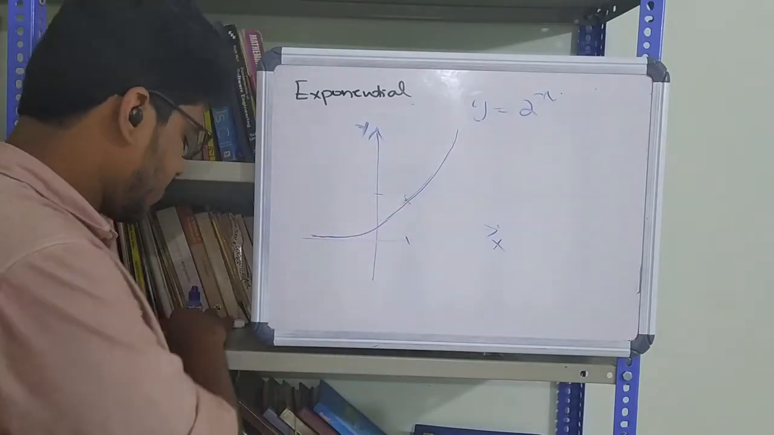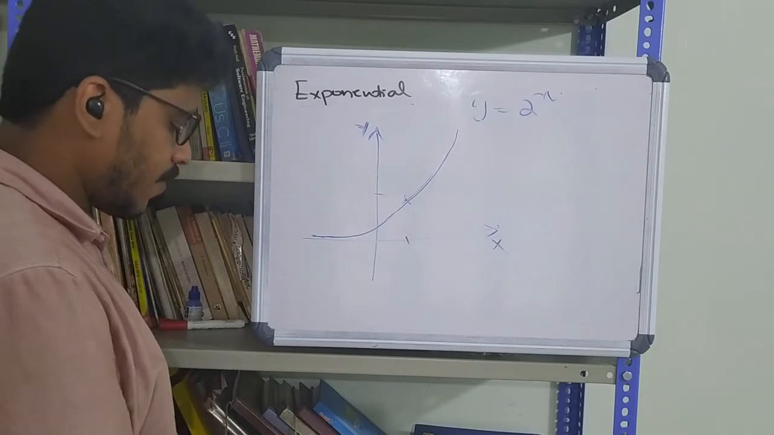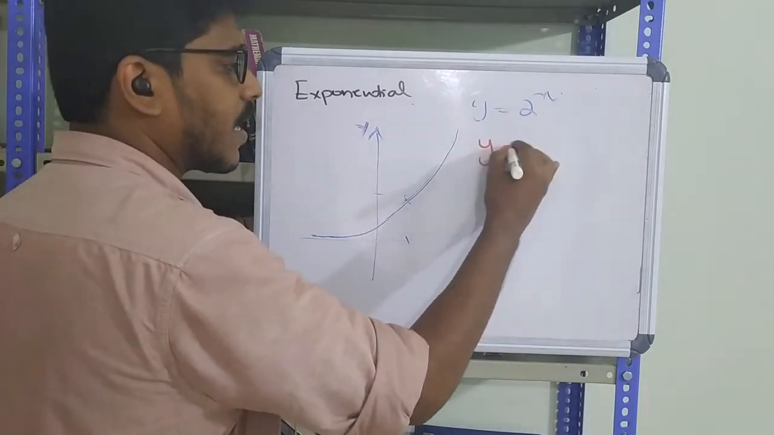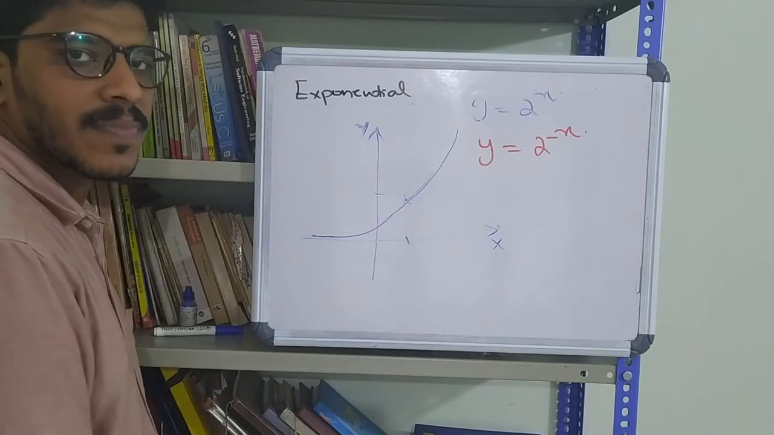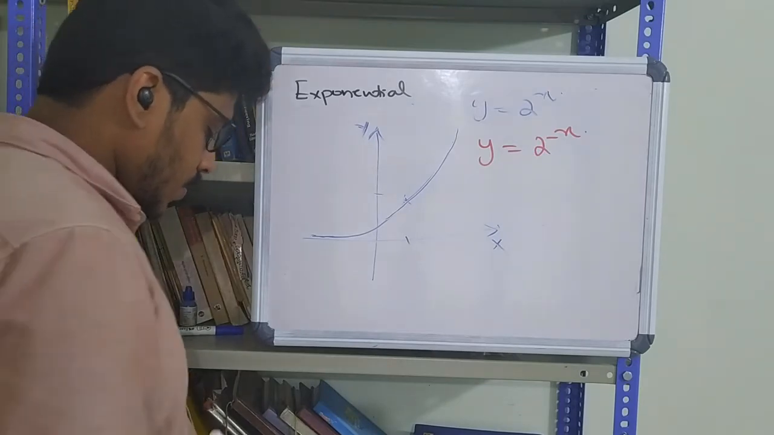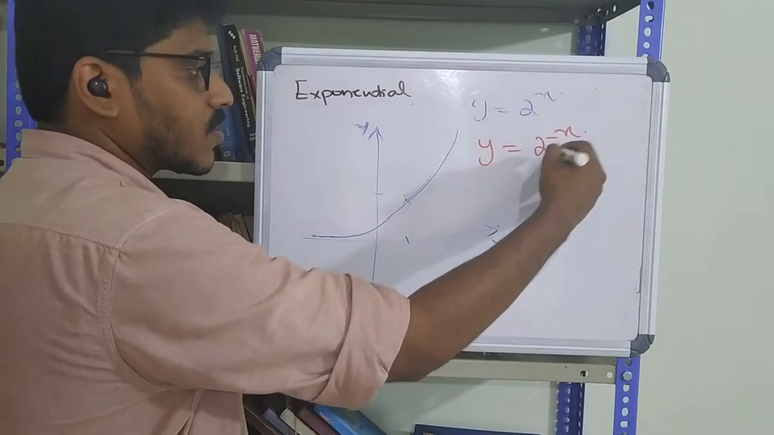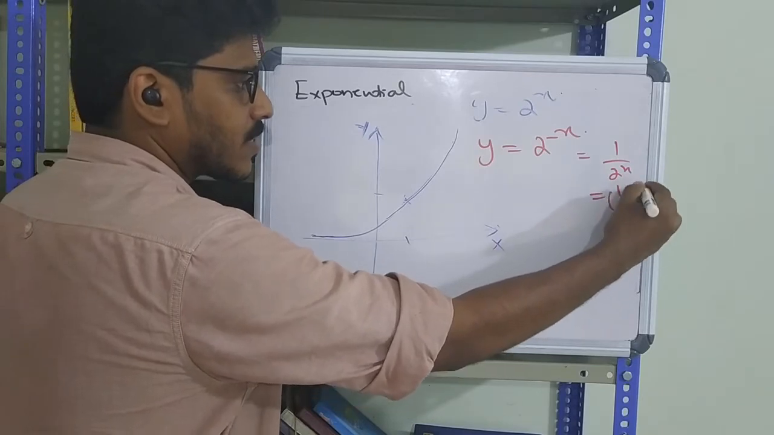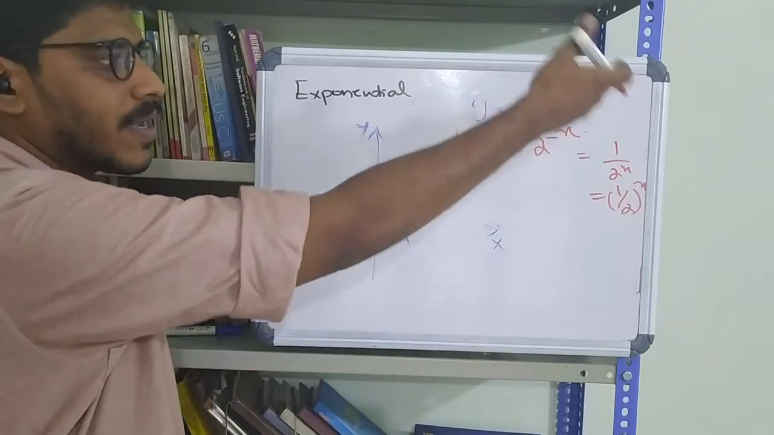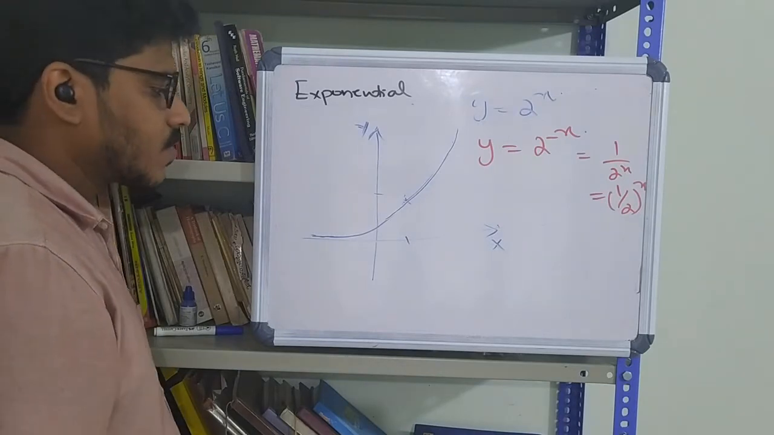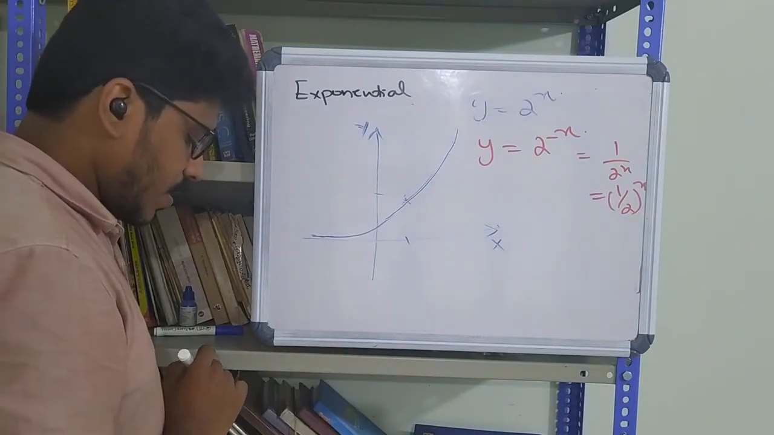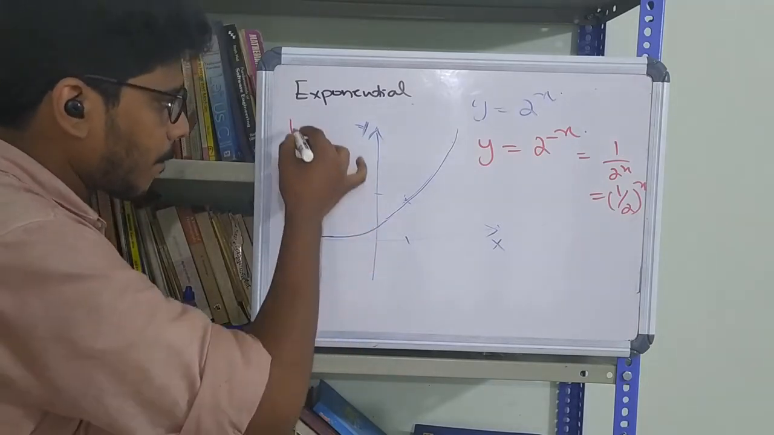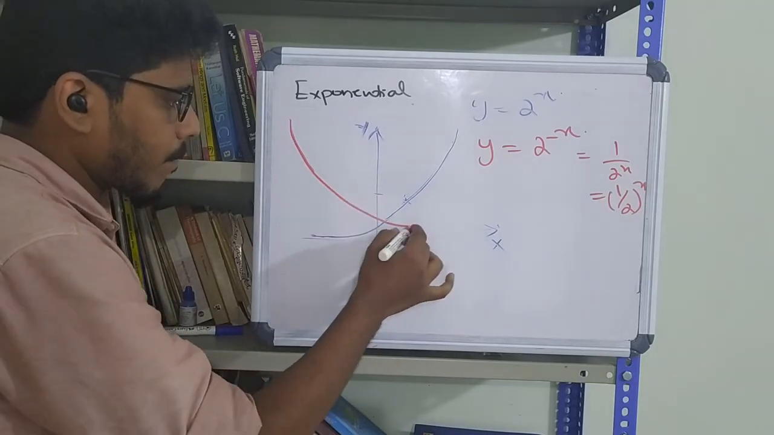What happens if we have the function y equal to 2 raised to minus x? Is that possible? What if we had y equal to 2 raised to minus x? See, what is 2 raised to minus x? This is nothing but 1 by 2 raised to x, or simply 1 by 2 whole raised to x. Again, this is now of the form y equal to a raised to x, right? So how does it look? This will be almost like this.